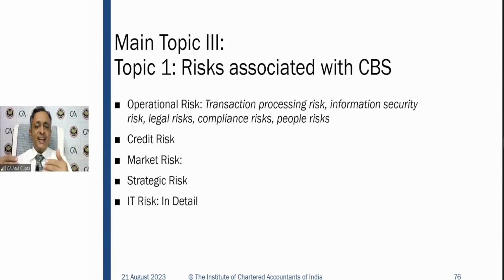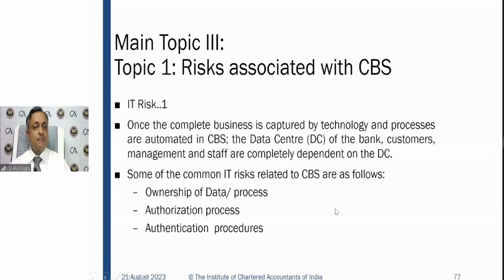In banking operations, credit risk is the basic business of the bank. Market risk relates to the market in which the bank is operating. Strategic risk is when you take a strategically wrong decision. And IT risk we are going to take from the module in detail. So here IT risk is described. Once the complete business is captured by technology and processes are automated in the core banking system, the data center of the bank, the customers and management staff are completely dependent on the data center.